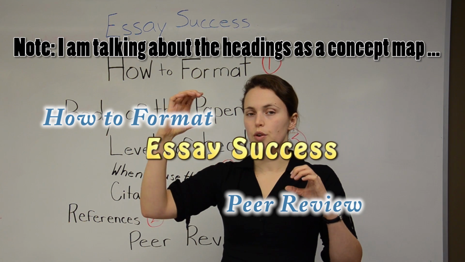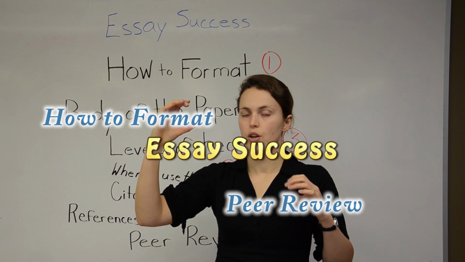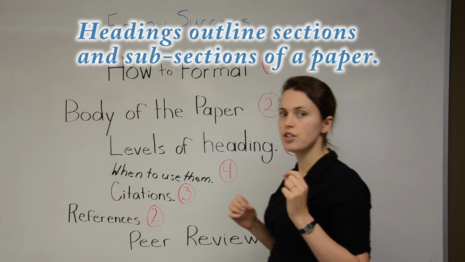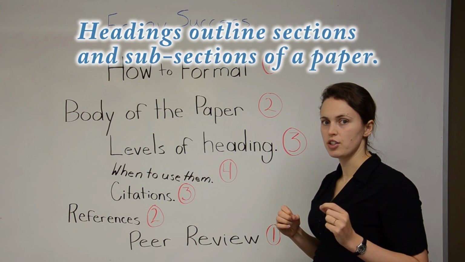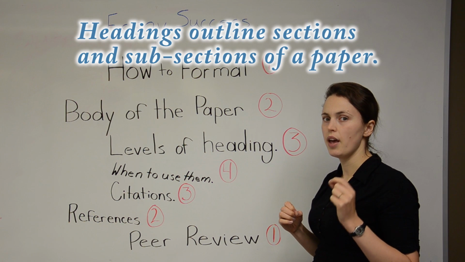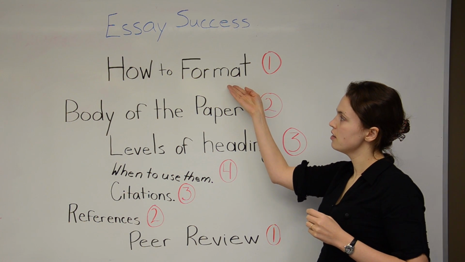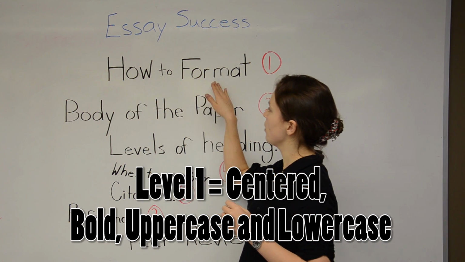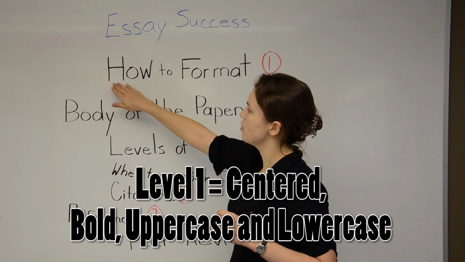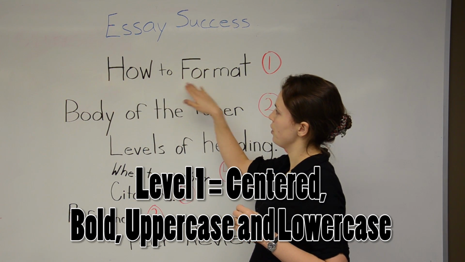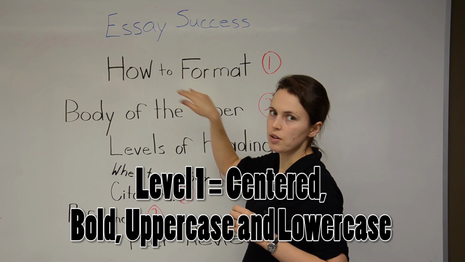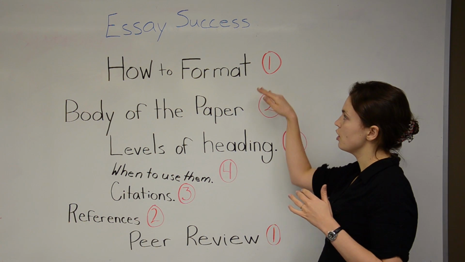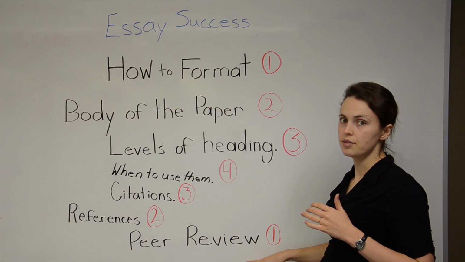Now, those first bubbles that would come off of your Essay Success title are major sections of your paper. Those major sections, the titles of those major sections, become the Level 1 headings. Level 1 headings are bolded, centered, and they have uppercase and lowercase lettering. So you capitalize the first letter in all major words, but not the little tiny words like this. Every major section is going to be using that Level 1 heading.